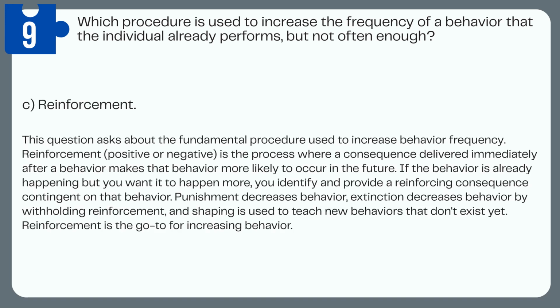Answer: C. Reinforcement. This question asks about the fundamental procedure used to increase behavior frequency. Reinforcement, positive or negative, is the process where a consequence delivered immediately after a behavior makes that behavior more likely to occur in the future. If the behavior is already happening but you want it to happen more, you identify and provide a reinforcing consequence contingent on that behavior. Punishment decreases behavior.